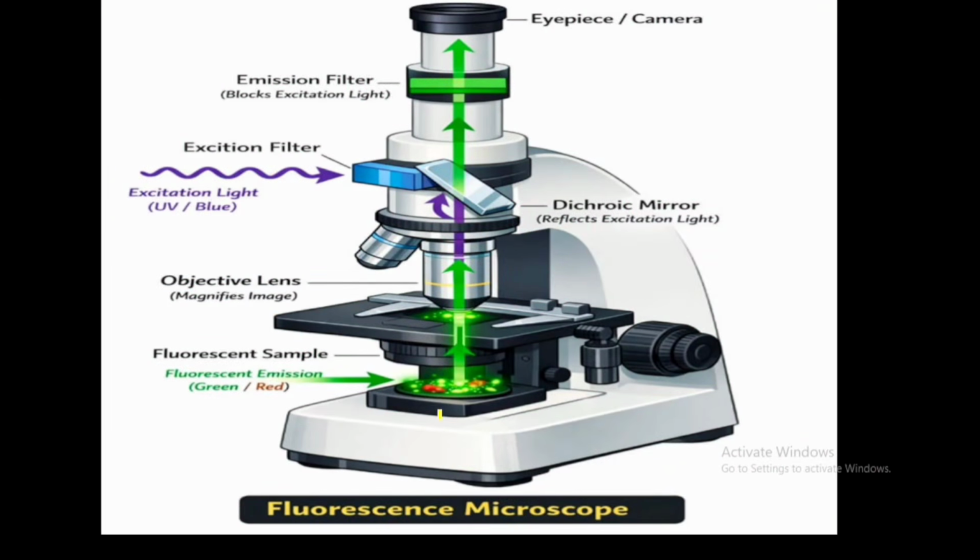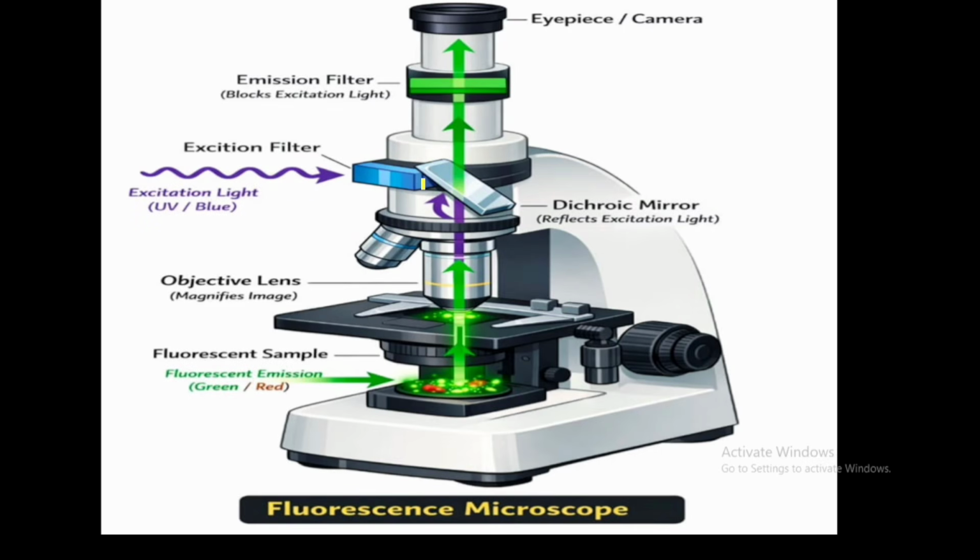So this is a fluorescence microscope. If you observe, the light source here is nothing but LED lamps. In a light microscope, the light source is normal light. The LED lamps can generate UV light. Now here you can see the excitation filter. In the image, the blue light or ultraviolet light is the excitation light. The excitation filter allows only blue light to pass.